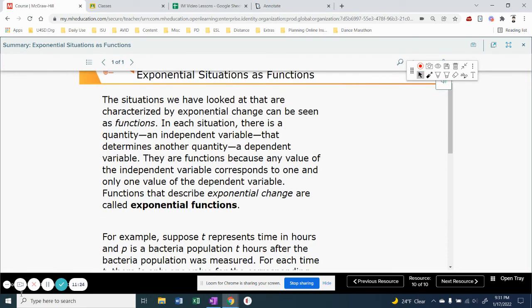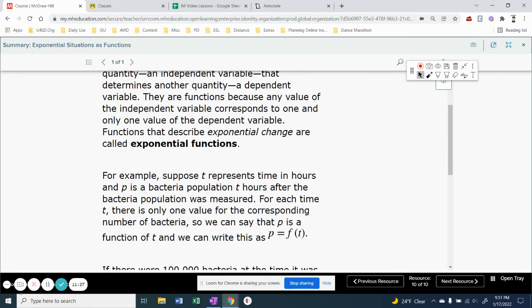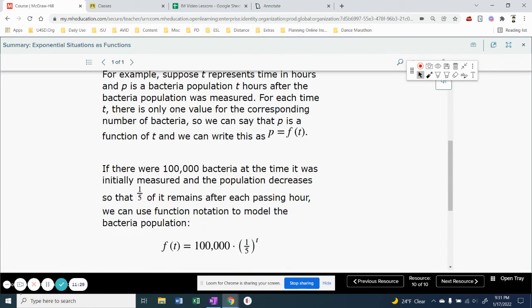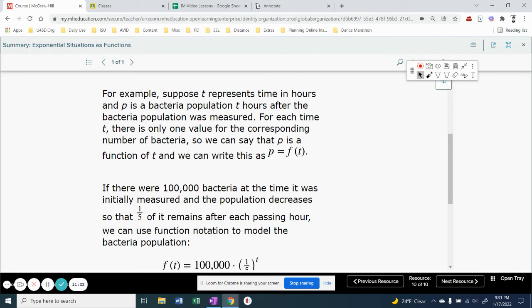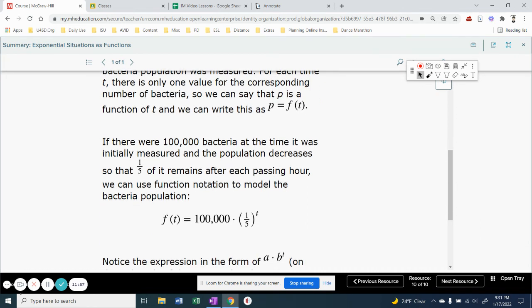Let's go back to that summary. So here we had defined our dependent and independent variables. And I just want to review this. Suppose T represents time in hours and P is the bacteria population T hours after the bacteria population was measured. For each time T, there is only one value for the corresponding number of bacteria. So we can say that P is a function of T, and we write this as P equals F of T. So that's our shortcut for those blanks we filled in.